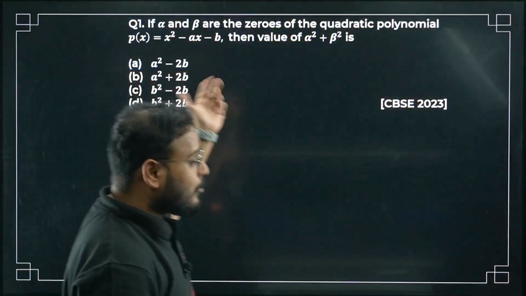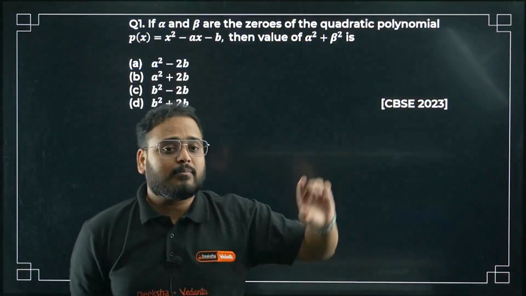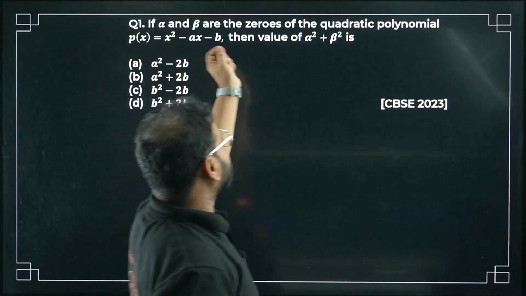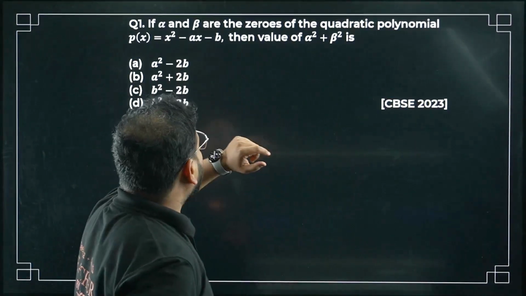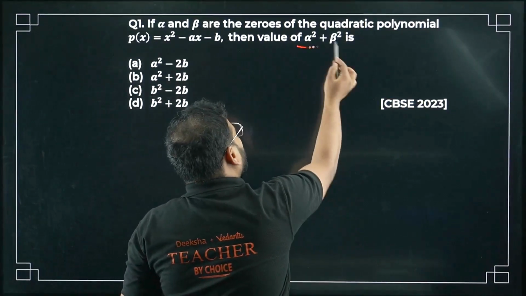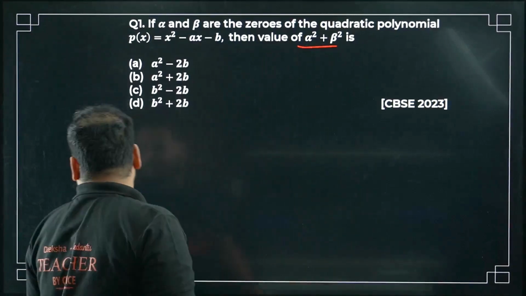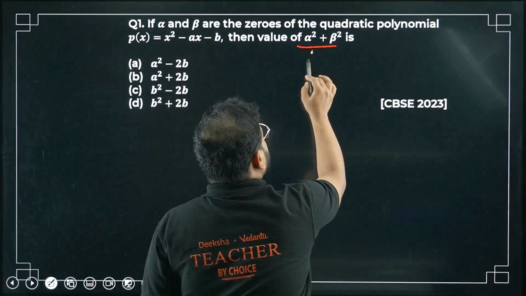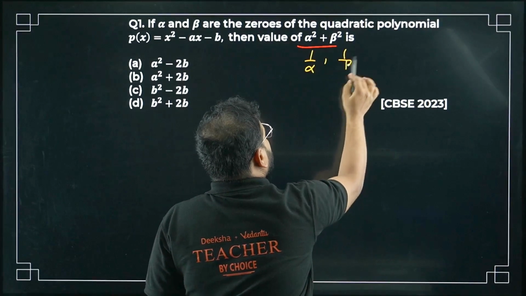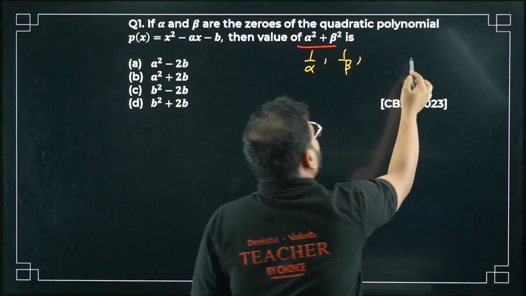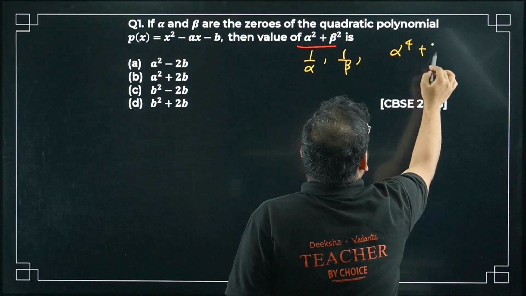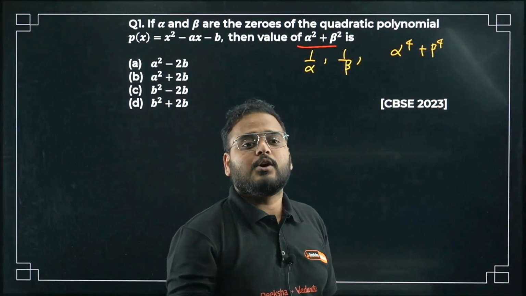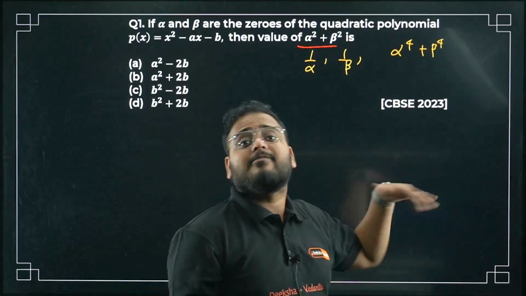Question number 1, an MCQ from your PYQ 2023. Please check. If alpha and beta are the zeros of the quadratic polynomial, then find the value of this. Why have I taken this question? Because sometimes this question can also be asked like this: alpha power 4 plus beta power 4. So a similar category can be expressed and asked. Even though it's not a repeated question, it's still very relevant to us.